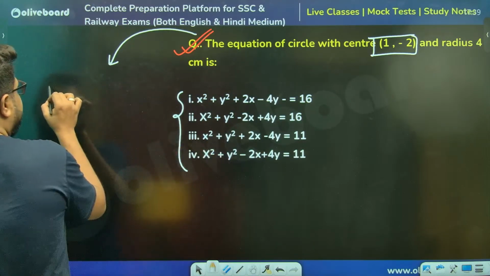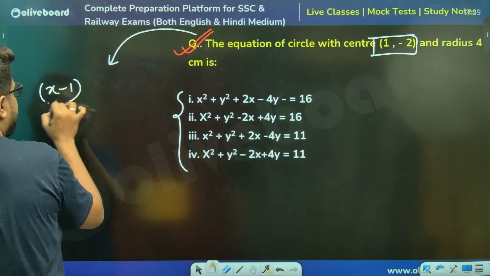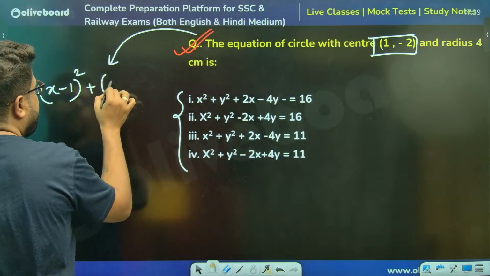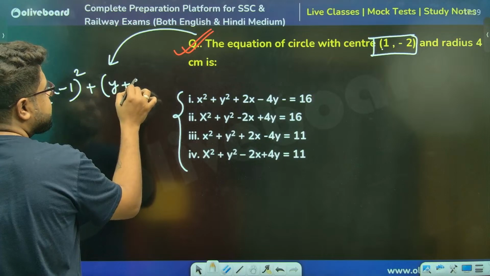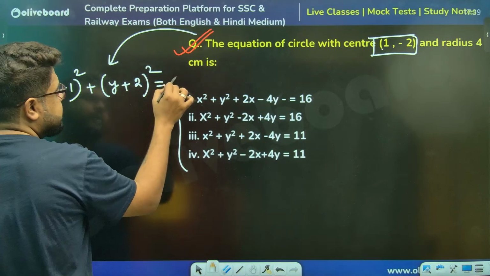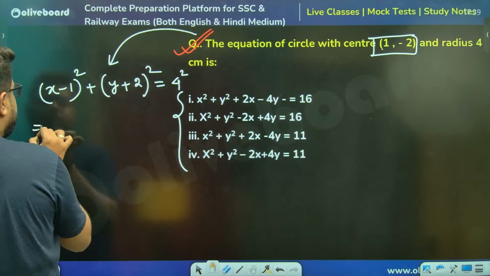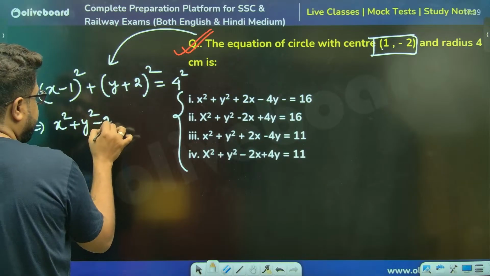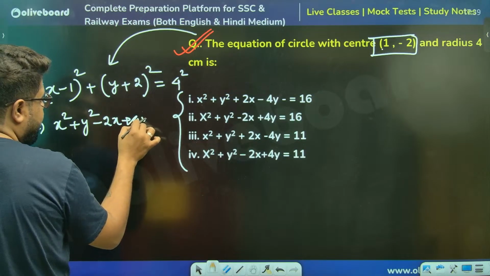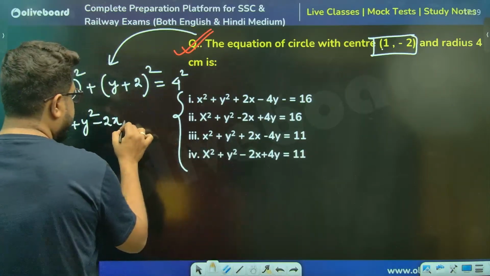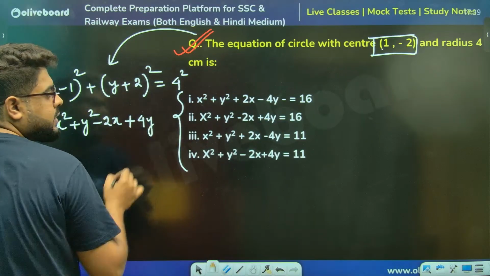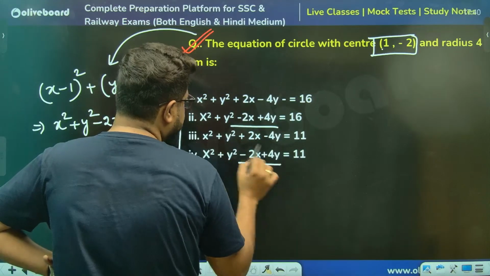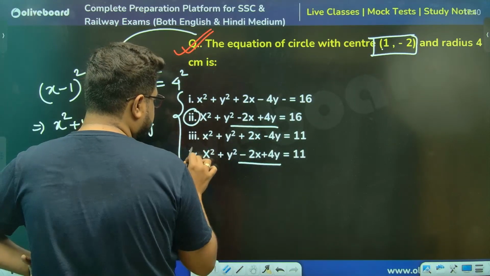(x minus 1) whole square plus (y plus 2) whole square is equal to 4 square. Calculate: x square plus y square minus 2x plus 4y. So minus 2x plus 4y means either this or this option, option 2 or option 4.